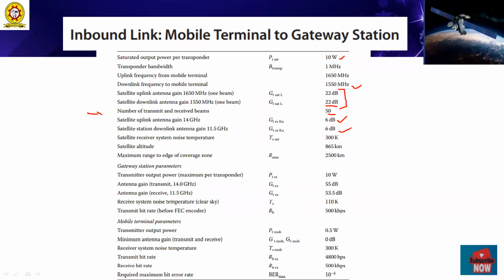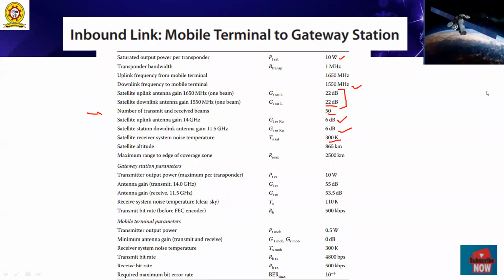And the satellite receiver system noise temperature for our LEO system is 300 Kelvin. Similarly, here we have gateway station parameters. The gateway station transponder output power equals 0.5 watts, and the minimum antenna gain is 0 dB.